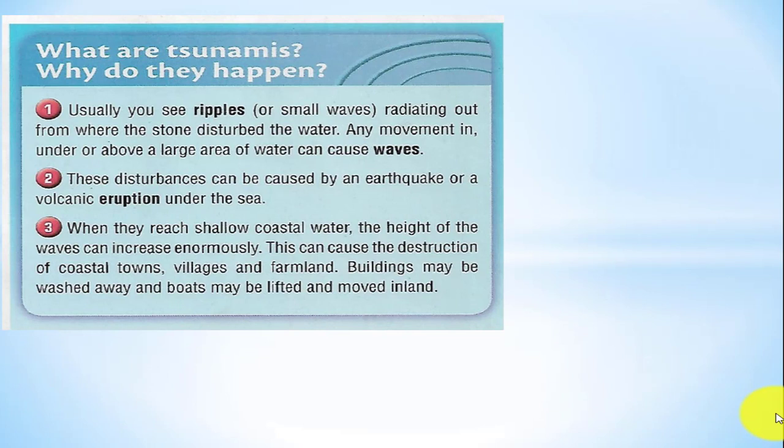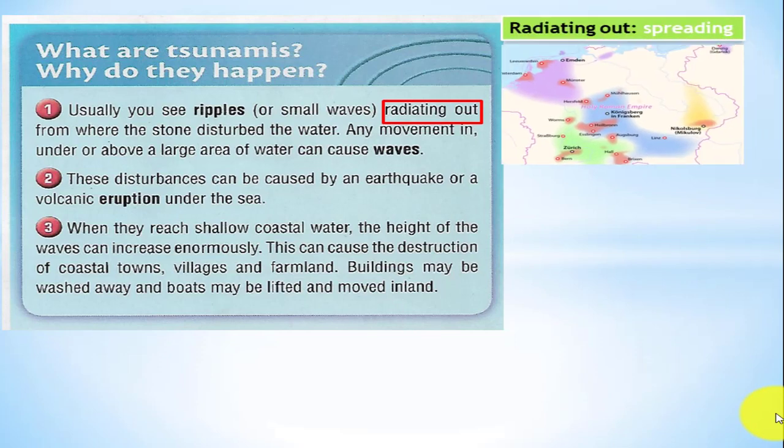Here in the paragraphs, we have the word radiating out. Radiating out means spreading. So, for example, I say coronavirus is radiating quickly. It began in China, it moved to Italy, then Iran. So it is radiating quickly.